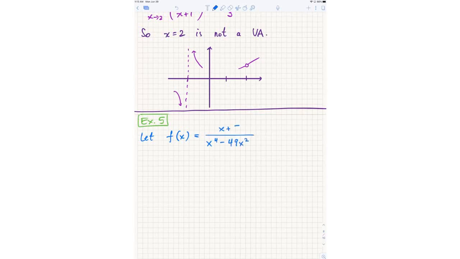x plus 7 over this thing. Find all vertical asymptotes.